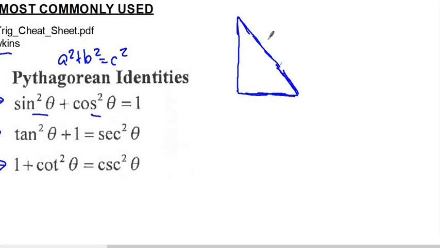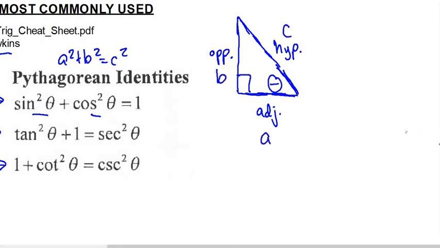Let's understand why. So here's a triangle. Let's call that angle theta. It doesn't matter where we place the theta, we'll just put it right there. This side right here is opposite to theta. This side is adjacent to theta. And this is the hypotenuse. We'll also label these a, b, and c, just like in the Pythagorean theorem. Let's use our acronym SOHCAHTOA, which means that sine is opposite over hypotenuse, cosine is adjacent over hypotenuse, tangent is opposite over adjacent. Let's use that for this right here.